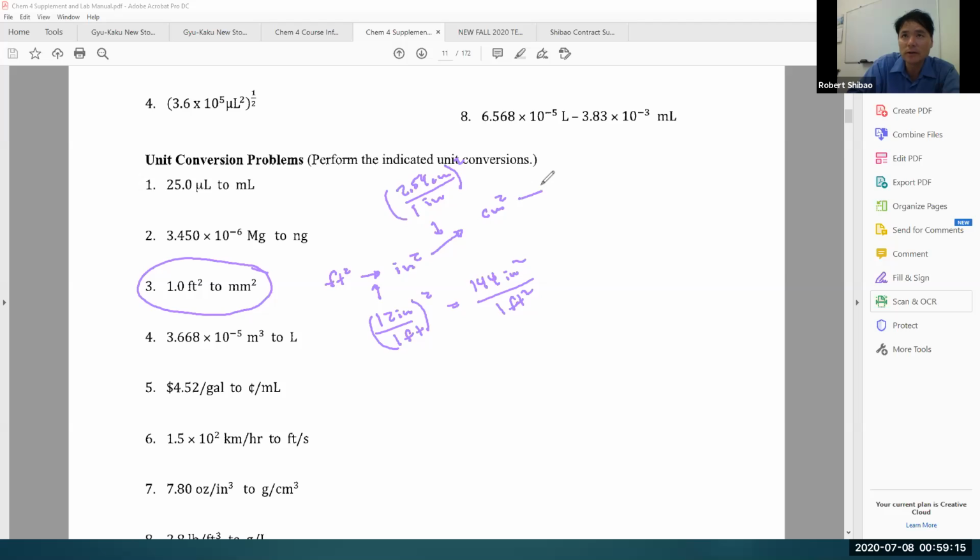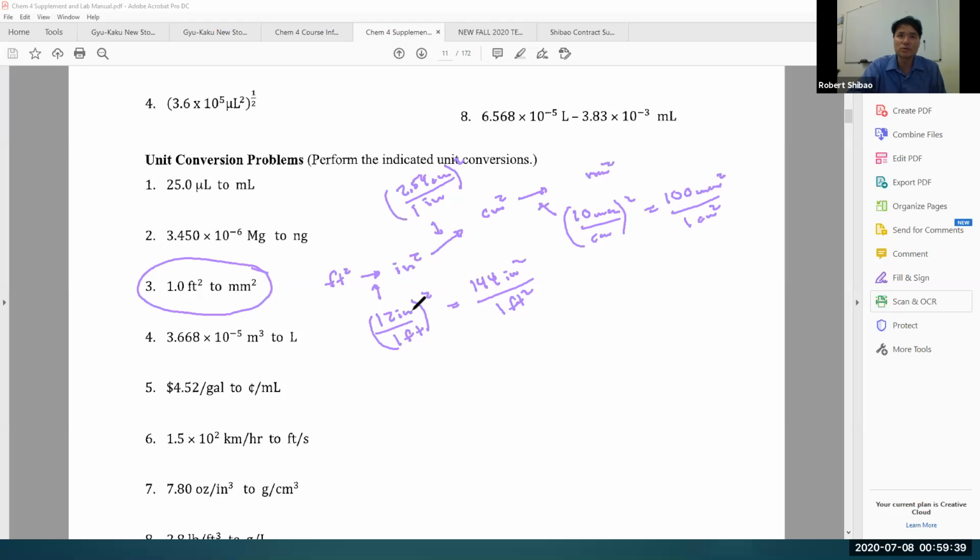And then we go to millimeters. To go to millimeters, there are 10 millimeters in a centimeter, 10 millimeters per centimeter. But again, this is squared, so we're going to have to square the whole thing. This one's easy. 10 squared is 100. So it turns out there are 100 millimeters squared for every 1 centimeter squared. And eventually that takes us to where we want, which is square millimeters.